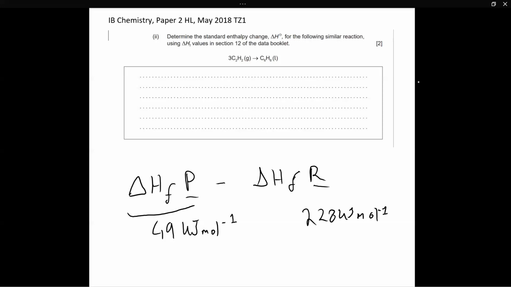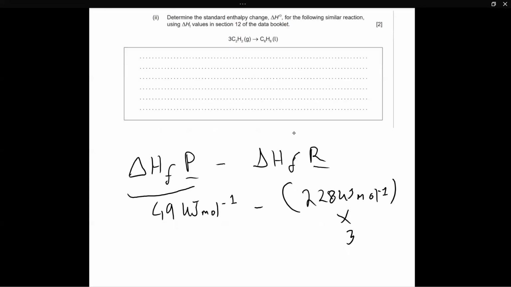But since we have 3 moles of ethine, we have to multiply this whole thing by 3, just like we did in the previous video where we calculated the bond enthalpies. Exact same logic. We have to multiply the enthalpy of formation of ethine by 3 because that's the number of moles of ethine that we have. Hopefully that makes sense. Now, all we have to do is do the math.